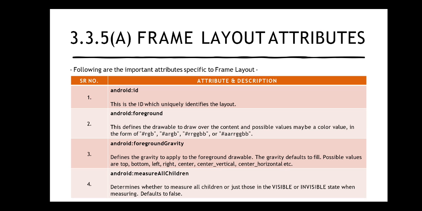There are some attributes which are related to our frame layout. One is ID, which is used to uniquely identify the layout. Then foreground, which defines the drawable to draw over the content, and possible values may be a color value in the form of RGB, ARGB, RRGGBB and then AARRGGBB. Android foreground gravity defines the gravity to apply to the foreground drawable, and the gravity defaults to fill. Possible values are top, bottom, left, right, center, center vertical and horizontal, etc.